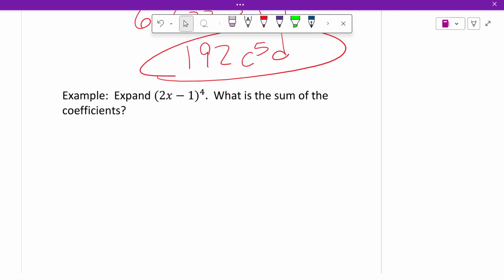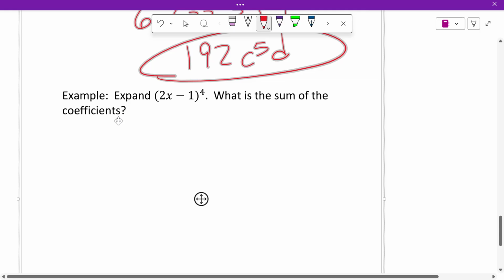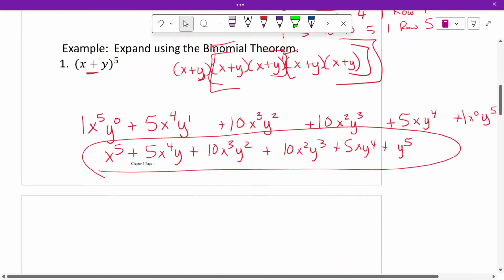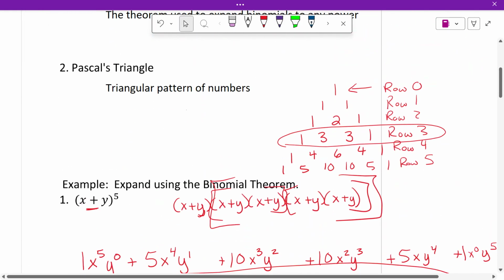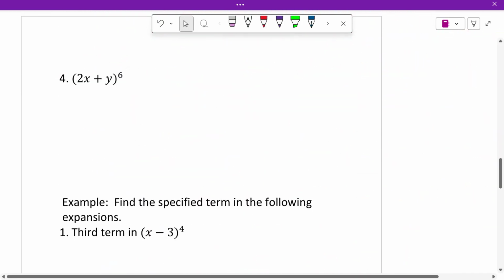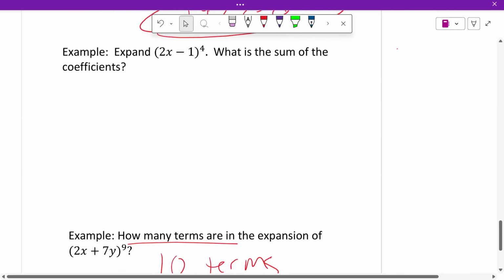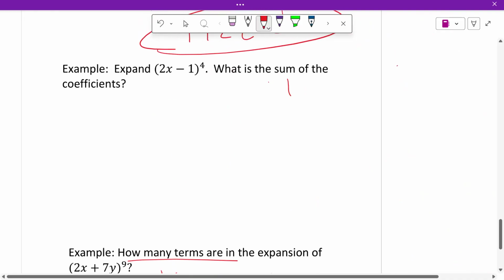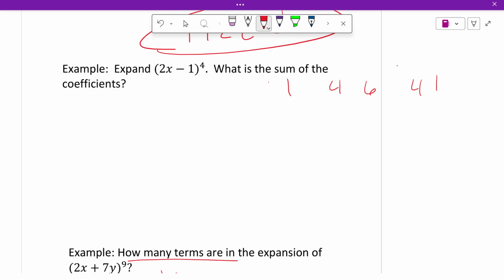Okay, expand this. What is the sum of the coefficients? Okay, this is not super hard, but we do have to do the math. Okay, so where do we start out? Well, the fourth row, we should have 5 things. Oh, I got to go look at Pascal's triangle really quick. Fourth row, 1, 4, 6, 4, 1. All right, so first term.